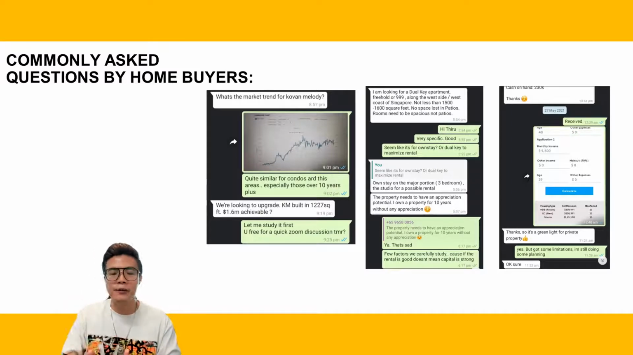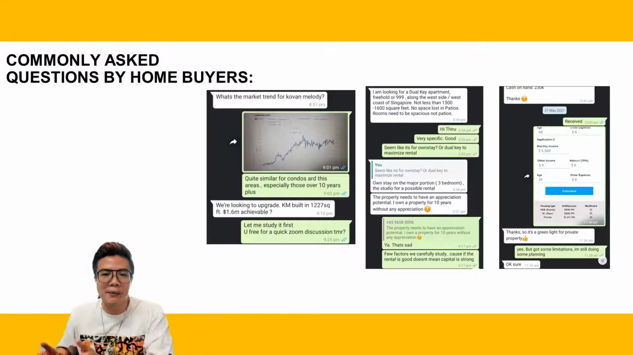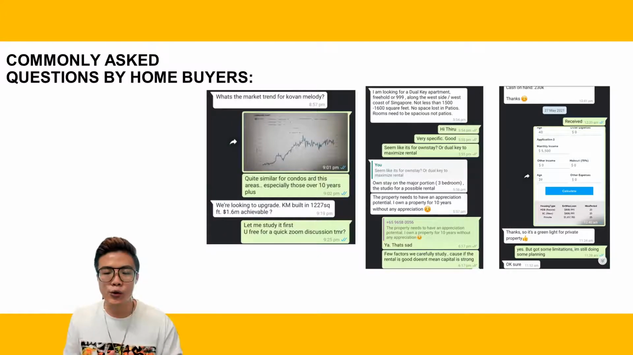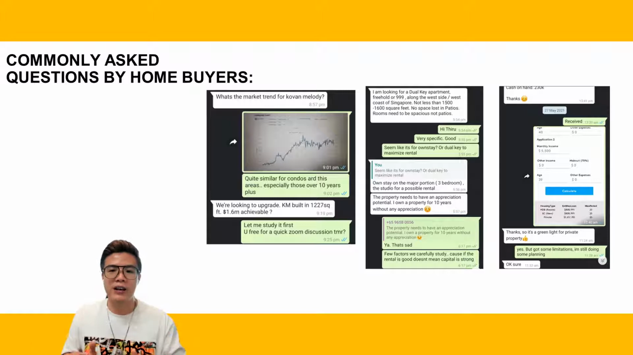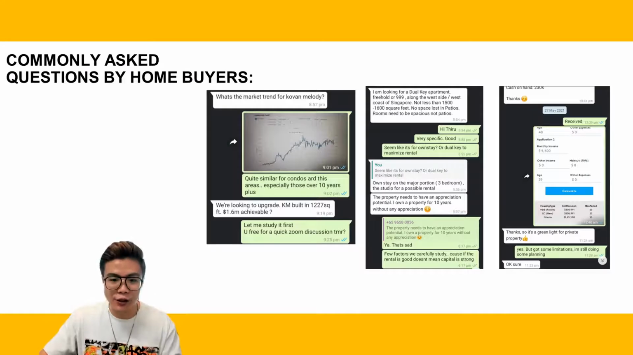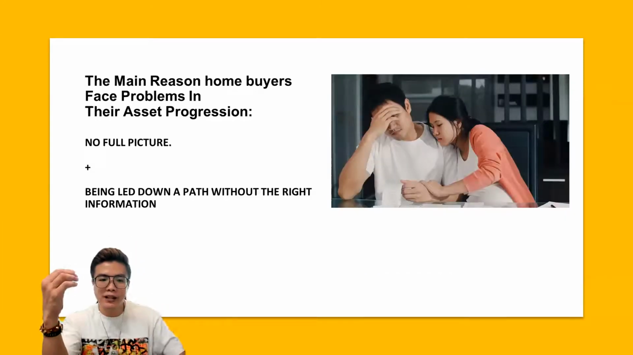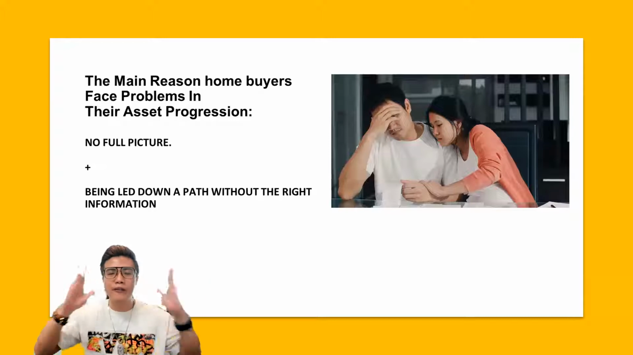Okay, many people feel, in fact, a handful of people still feel that with this amount of income it is very difficult for them to take a first step into private property, which is not true, because the calculation for an HDB loan versus a private loan is very different. These are the kind of questions that I help my home buyers answer before they make a property decision. The main reason they are stuck is that they don't have a full picture.